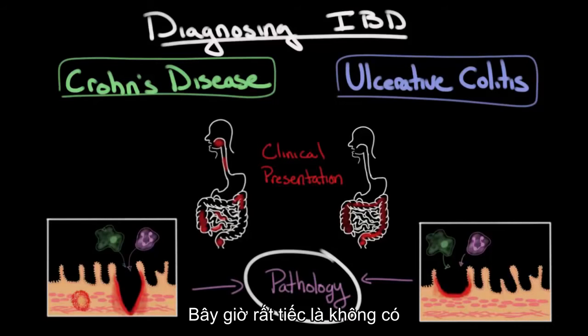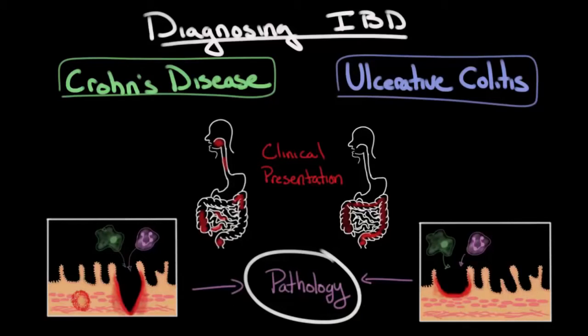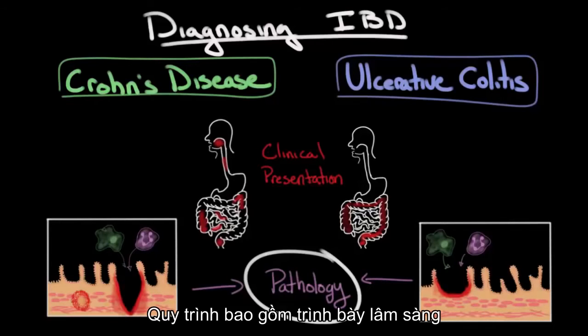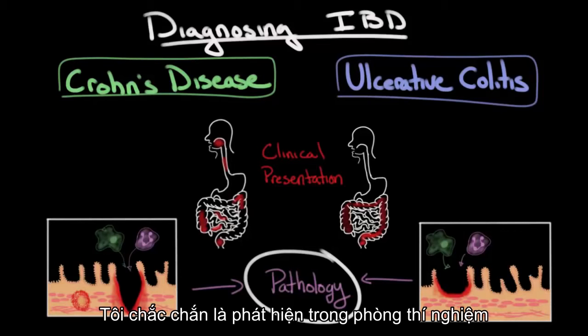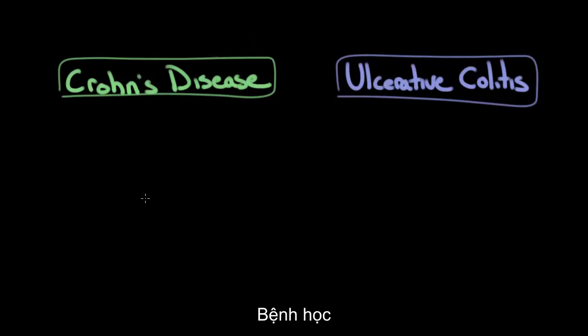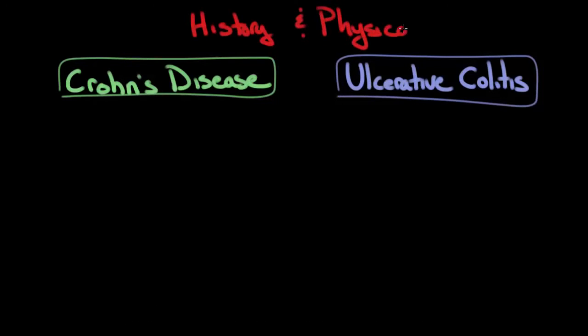Now, unfortunately, there's no single blood test or physical exam maneuver that can diagnose either of the types of inflammatory bowel disease. Instead, the diagnosis is made through a process that includes the clinical presentation, certain laboratory findings, radiographic findings, and then finally, the pathologic diagnosis. So let's start with the history and physical exam.